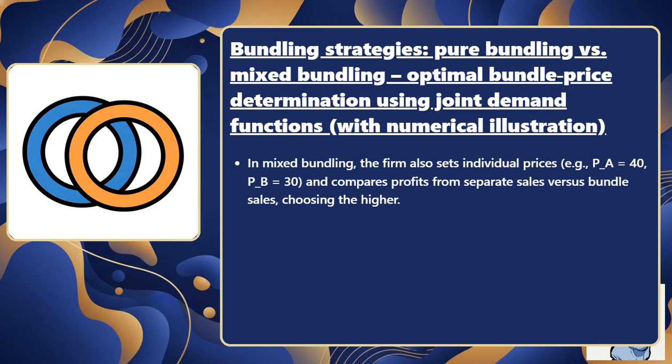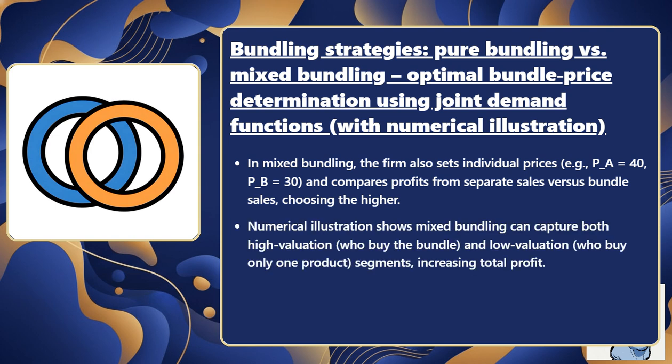In mixed bundling, the firm also sets individual prices. For example, P_A equals 40, P_B equals 30, and compares profits from separate sales versus bundle sales, choosing the higher. Numerical illustration shows mixed bundling can capture both high valuation segments, who buy the bundle, and low valuation segments, who buy only one product, increasing total profit.